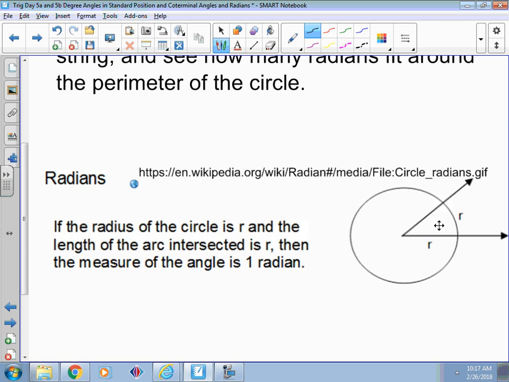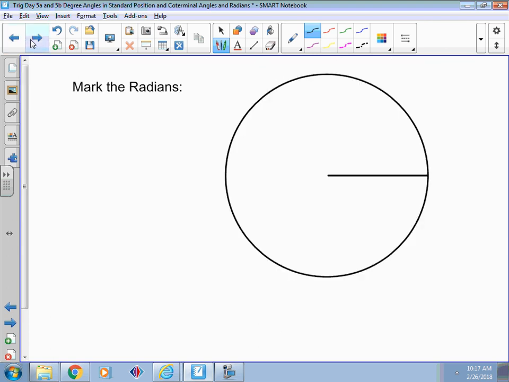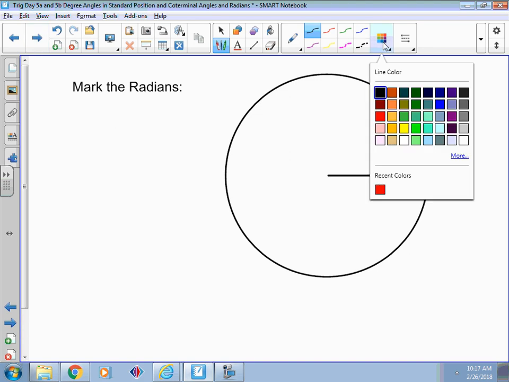All right, hopefully you actually paused the video, and hopefully you also found that it took about 6 radiuses to fit around the entire circle. It actually wasn't exactly 6 though, was it? It should have been a little bit more than 6 radiuses. So we're going to mark these radians on our circle.